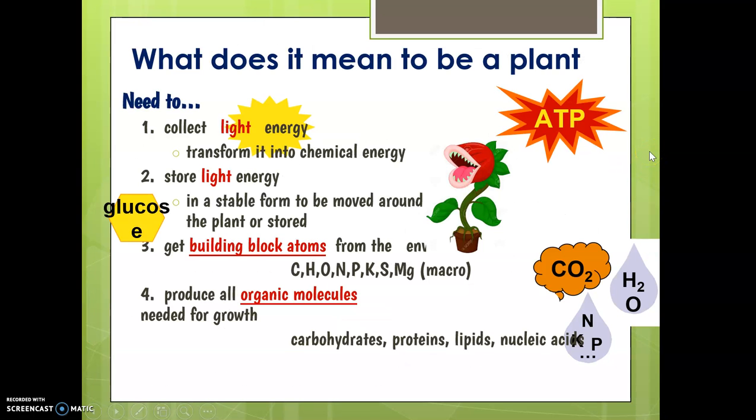So, what does it mean to be a plant? You need to collect light energy and transform it into chemical energy. Before that light energy can actually be converted into chemical energy, aka glucose, you have to be able to store it a little bit, because you have to store it in a stable form so you can move it to the parts of the plant that need it the most. You have to get building block atoms from the environment, aka water and carbon dioxide, and then you'll produce all the organic molecules that are needed for you to grow. Plants themselves can produce their own carbohydrates, proteins, lipids, all of that.